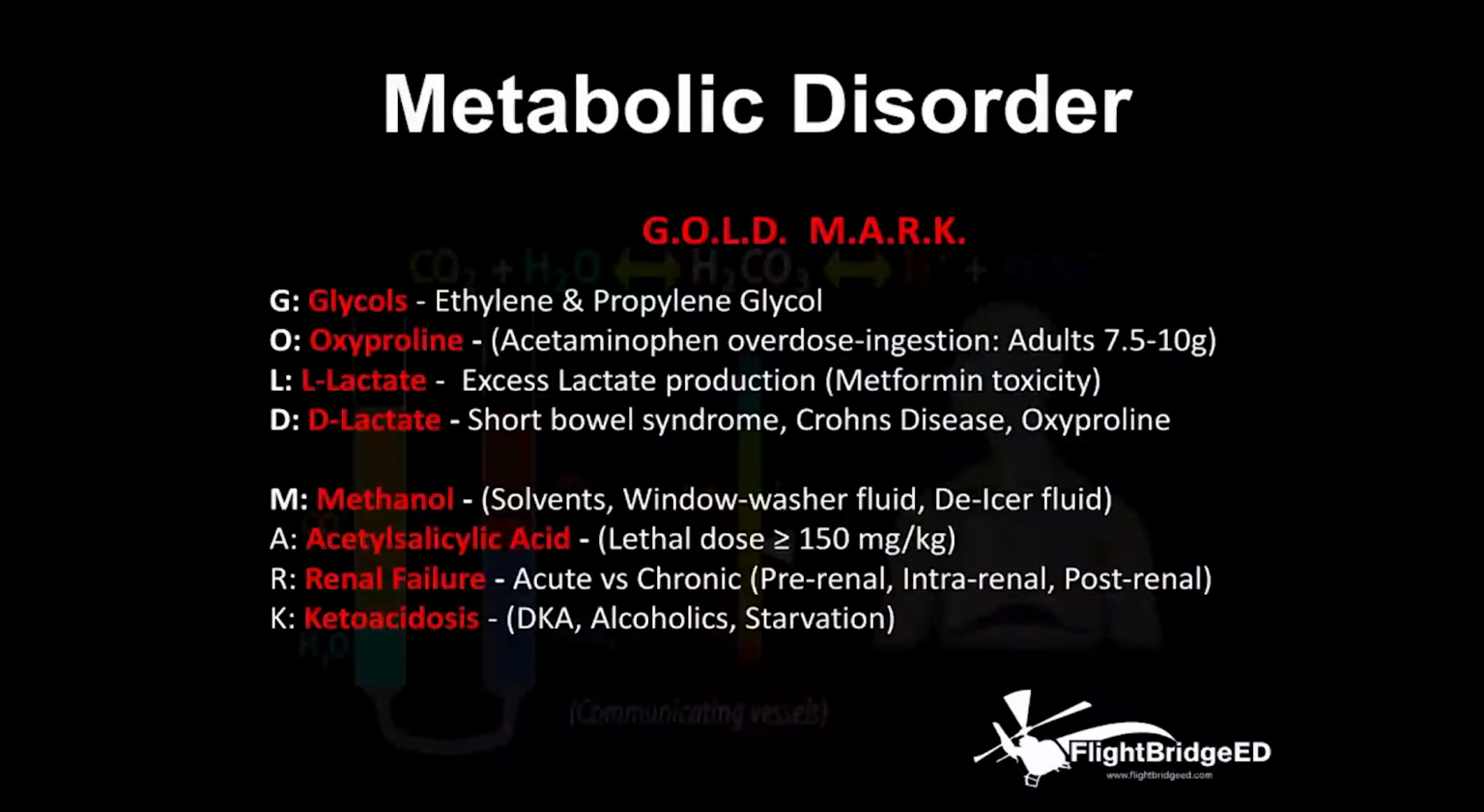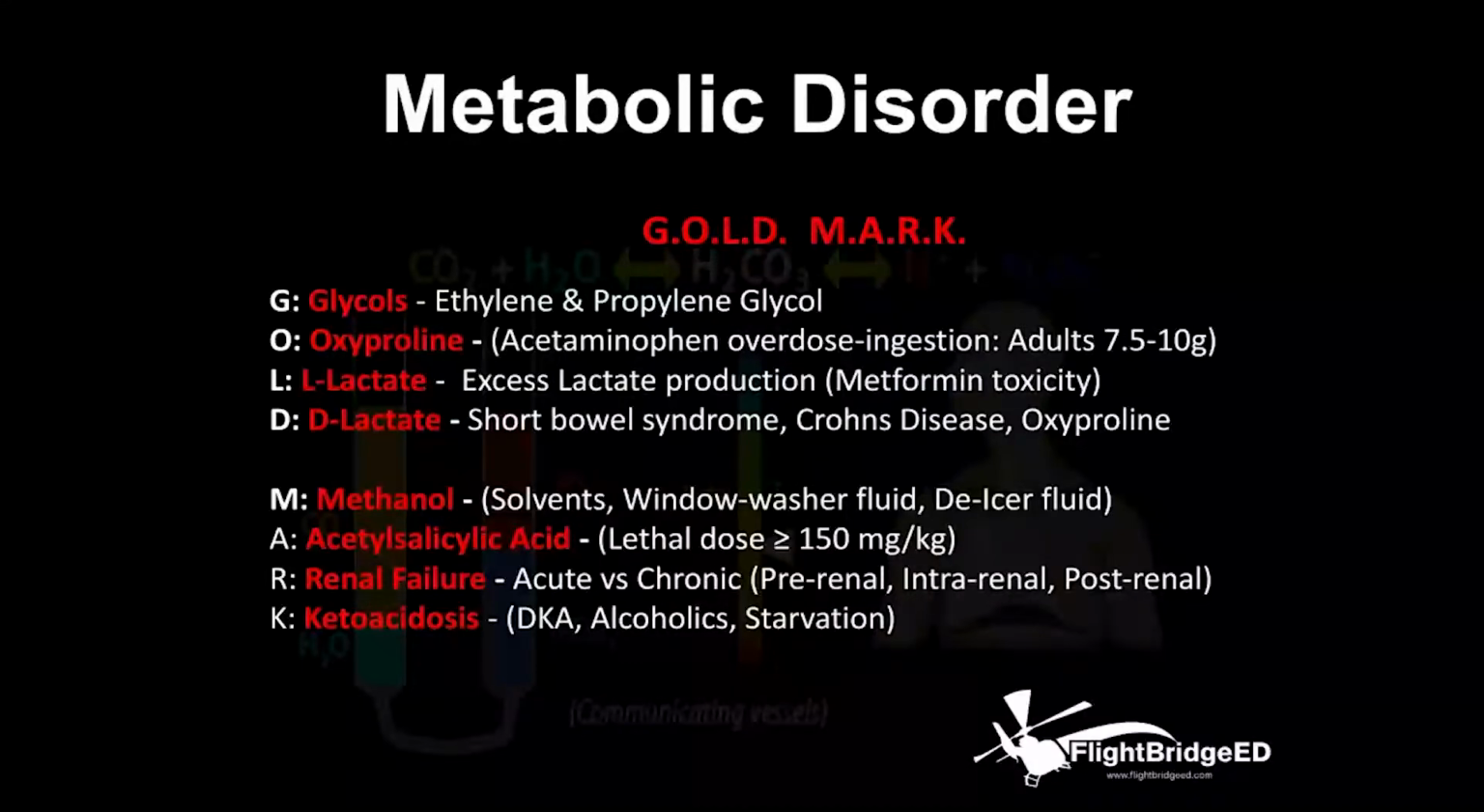Acetylsalicylic acid, aspirin overdose. We've talked about this in other podcasts. Lethal doses of greater than 150 milligrams per kilo. But if you look at a bottle of baby aspirin, somebody dumps a whole bottle of baby aspirin down the hatch, that's all it takes. Renal failure, specifically acute versus chronic. Acute is very simple, usually going to be a volume-related problem or pre-renal. But then you look at intrarenal, like is there a kidney issue? And post-renal, is there a problem with the bladder, the ureter, the prostate?